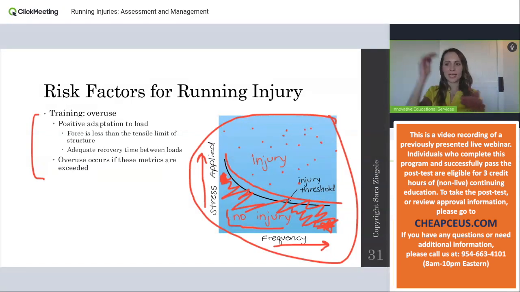So our whole training protocol should be to try and balance the load and frequency to have adequate time for adaptation so that we can stay below that threshold. And that's the difficult part, because unfortunately this threshold is invisible. So we're always chasing it and trying to find where it belongs.